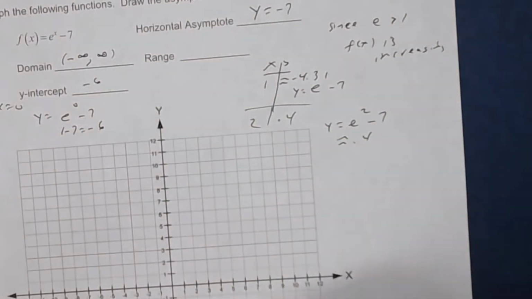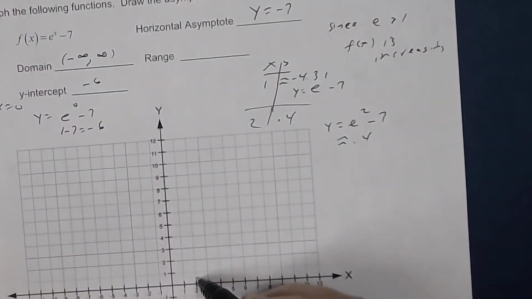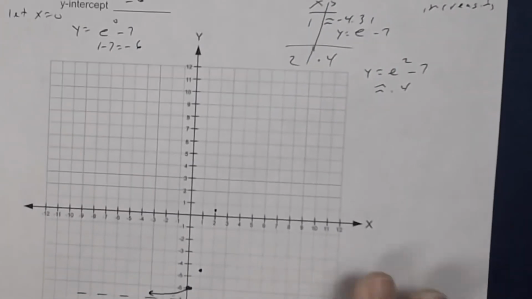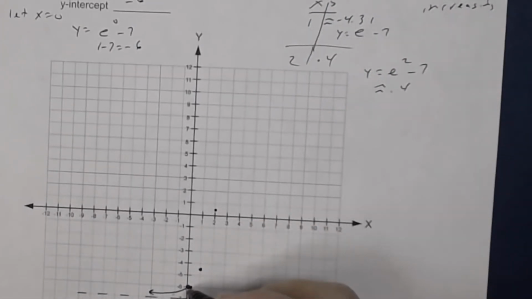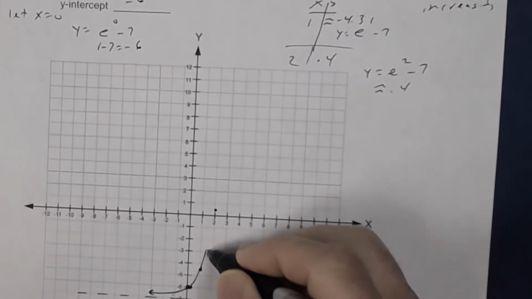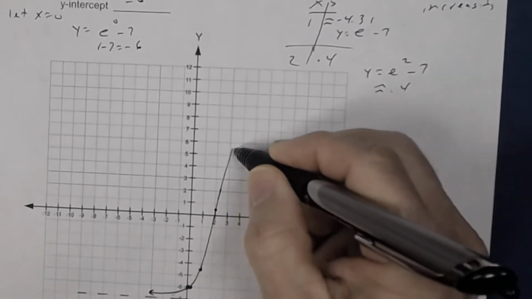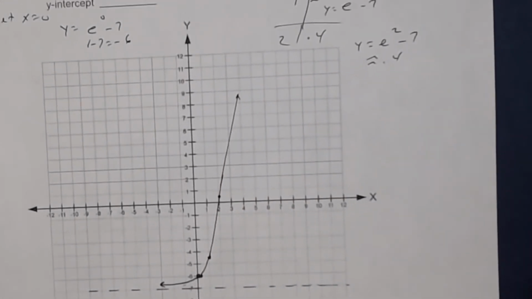All right, so 2.4 is about here. Okay, right here. All right, so notice you get this. Okay. All right, and there you go. Okay, so that's the graph of this.